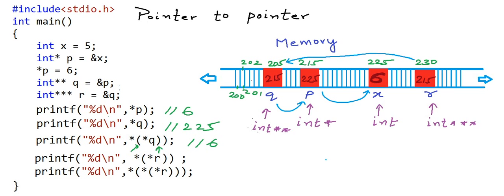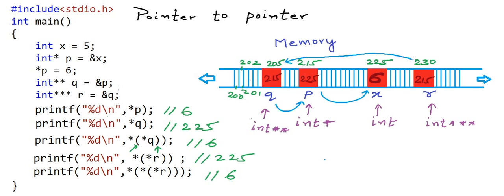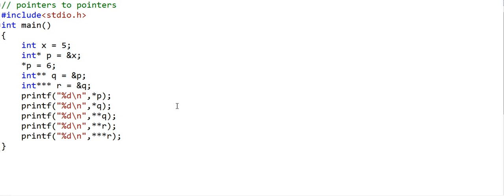Now what about these two print statements, asterisk asterisk r and asterisk asterisk asterisk r? Asterisk r means the value in q, which will be 215, and then one more dereferencing will take us to the value in p, which is 225, and one more dereferencing will take us to the value in x, which will be 6. If you see, this is really interesting. From r we are using one asterisk operator and we are able to go to q, then we are using the asterisk operator twice and we reach p, and then we are using the asterisk operator thrice and we reach x. Let's make some more changes in this code and run this in a real compiler.